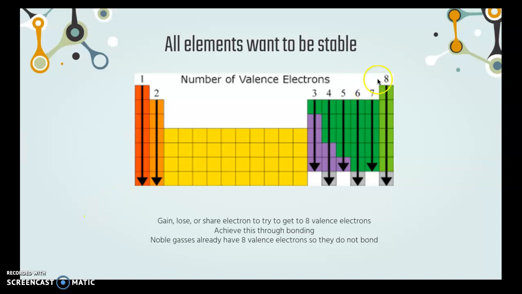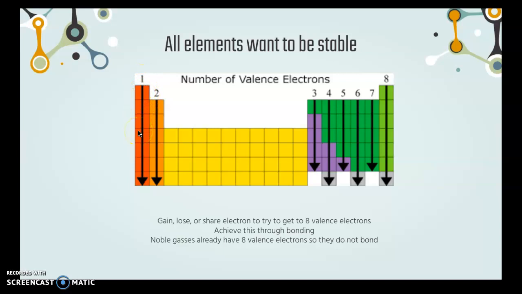Now, if we come over here, noble gases are in this column right here. They already have 8. So they're actually not going to be doing any bonding, but we're going to gain, lose, or share electrons in order to get to that 8 is great. Now, depending on what's easiest, that's kind of what the element's going to do. So for instance, this group over here has 1 valence electron.